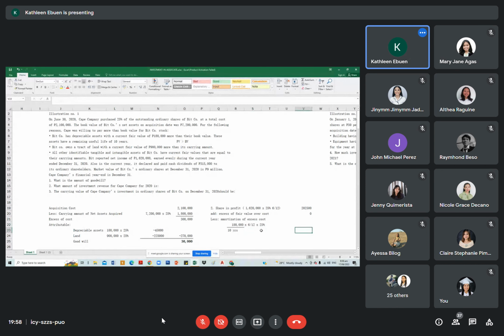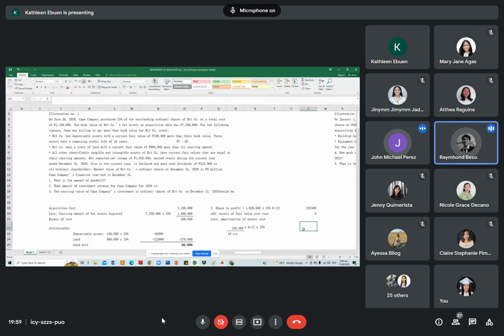Magkano to? 180,000 divide by 10 years useful life. So yung dapat na depreciation per year times 6/12 times 25% lang naman yung binili natin dito. Magkano to? 2,250 po. Okay. How about the land? Sasama ba natin, class?